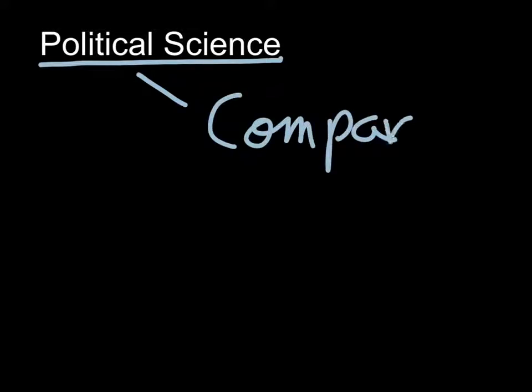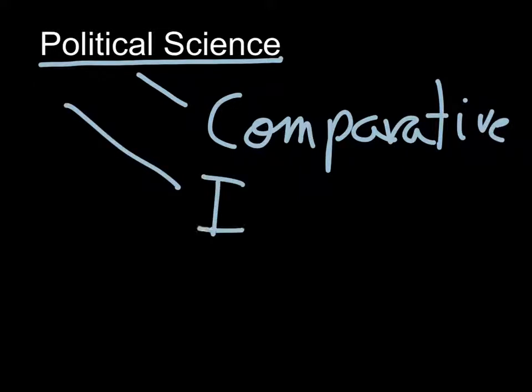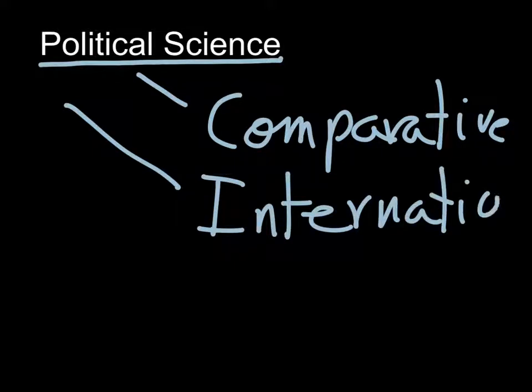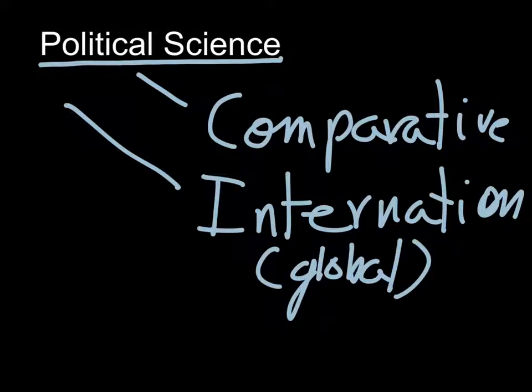And this class is really going to be broken down into 3 areas. And these 3 areas are called subdisciplines. So they are specific sub-areas inside of political science. And so we're going to take a look at comparative politics. We're going to take a look at international relations, or global politics. So again, sometimes called global. And we're going to take a look at American politics.